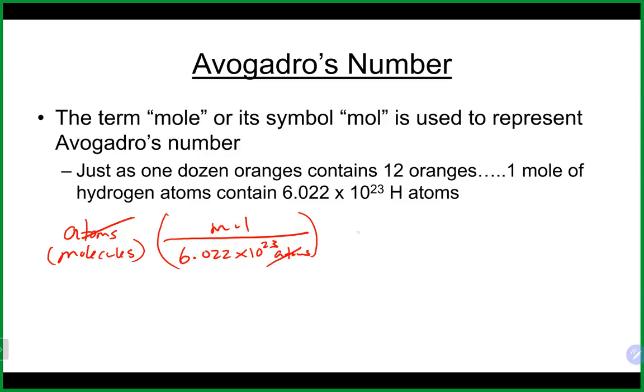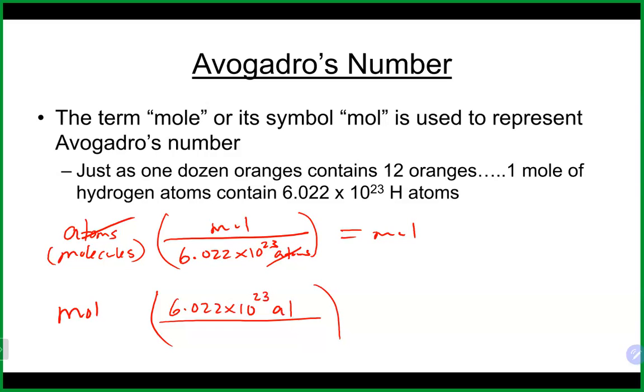Atoms will cancel, will leave you moles. If you have moles that you're starting with and you want atoms or molecules, you will multiply by Avogadro's number and put it up on top. Moles would be opposite and they would cancel, and you would end up with atoms or, again, molecules if we were dealing with molecules in this case.